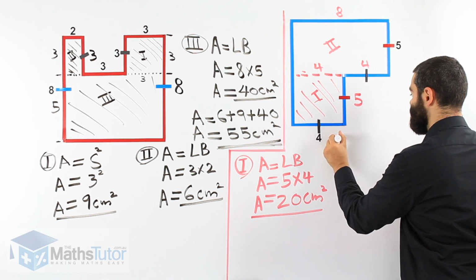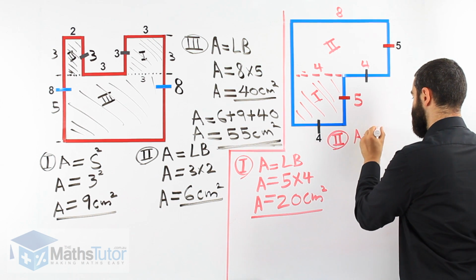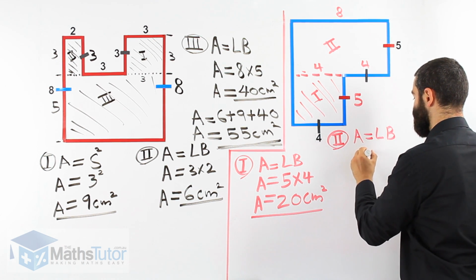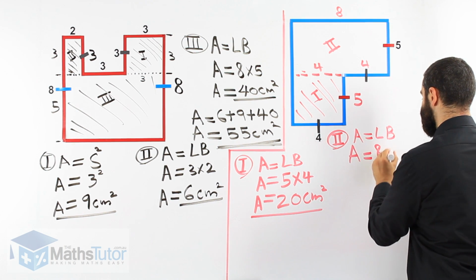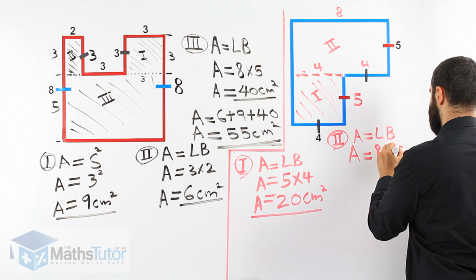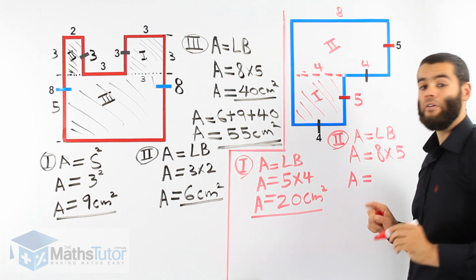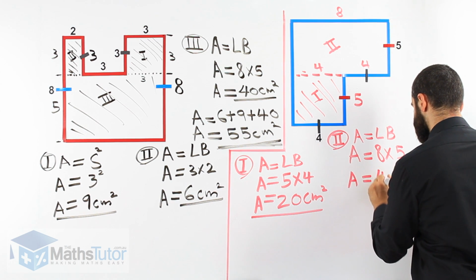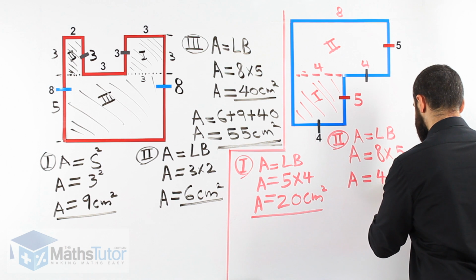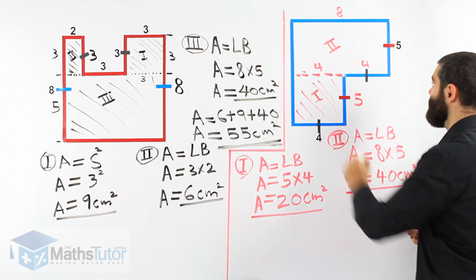So area 2: length times breadth. Length is 8 and the breadth is 5. Area equals 8 times 5, 40 square centimeters. So that's the area of 2. That's done.